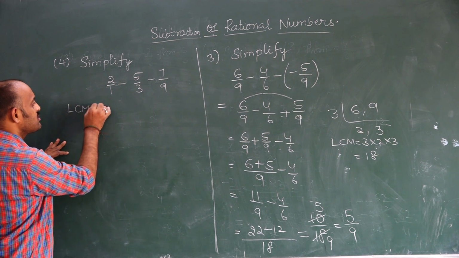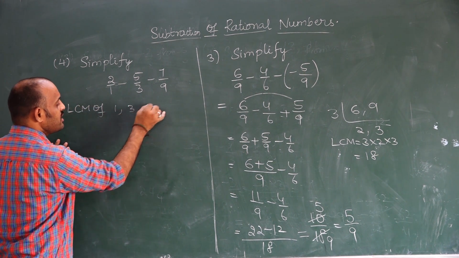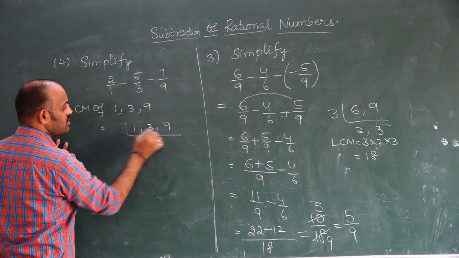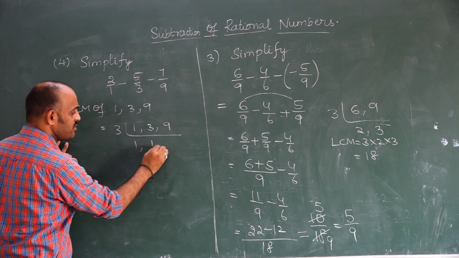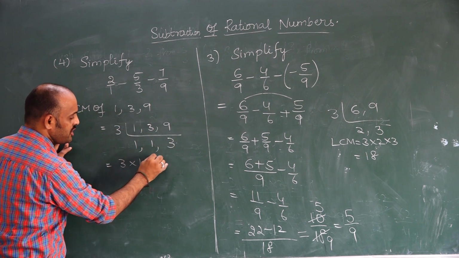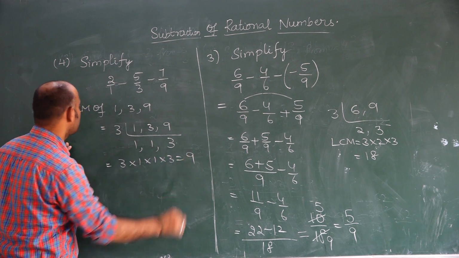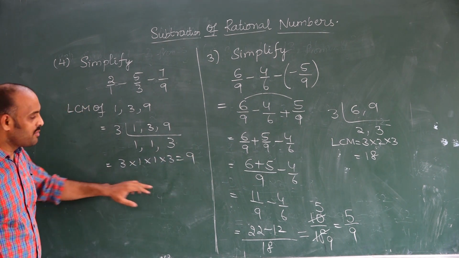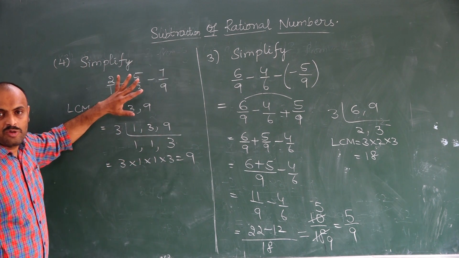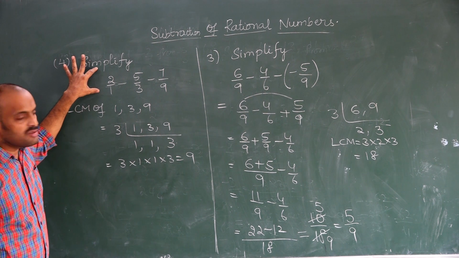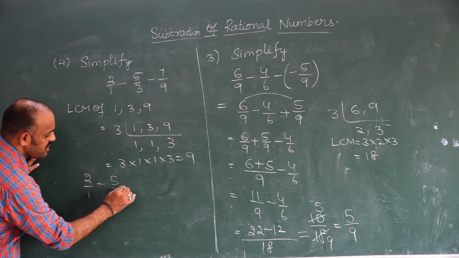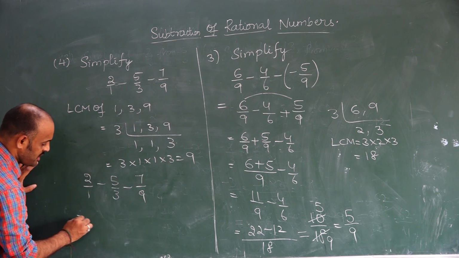LCM of 1, 3, 9 is 3 1s, 3 1s, 3 3s. Therefore, LCM is 3 into 1 into 1 into 3, which is 9. We got the LCM as 9. Now, to simplify this, I need to make each and every denominator 9. 2 by 1 minus 5 by 3 minus 7 by 9.